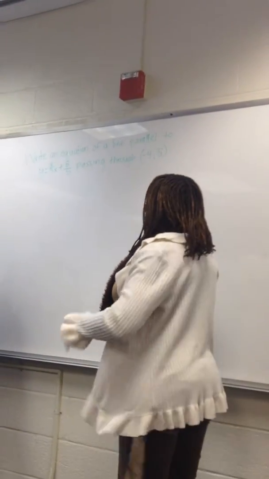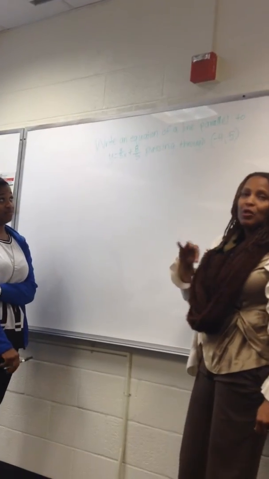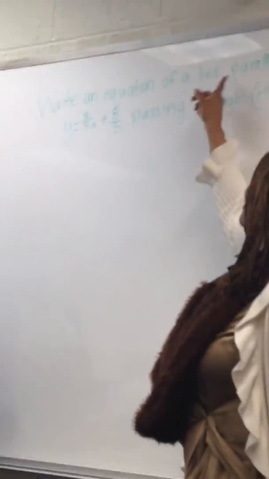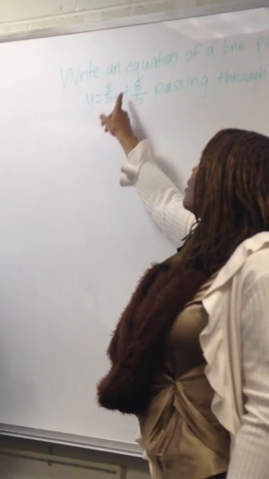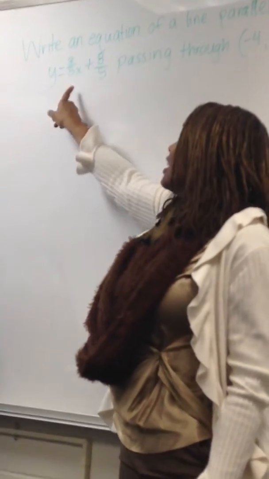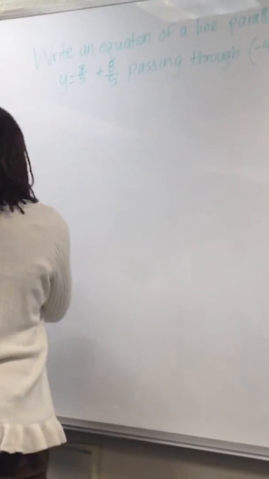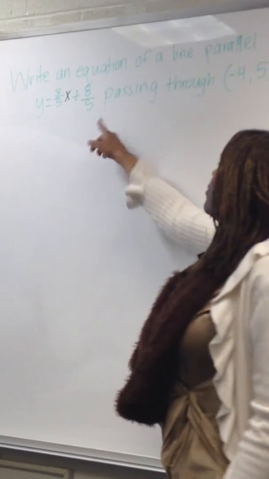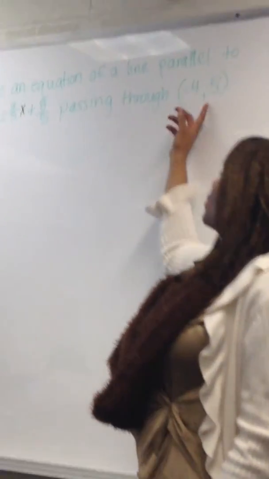Okay. What we're going to do here is write an equation of a line with certain conditions. We're going to write an equation of a line parallel to y equals 3/5 x plus 8/5. The x is in the numerator, not the denominator, so let me move it up just so that's clear. We want an equation parallel to that passing through this point.